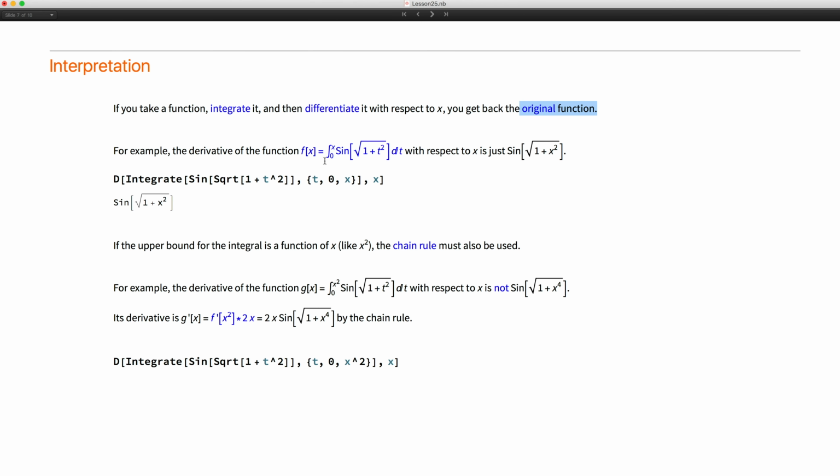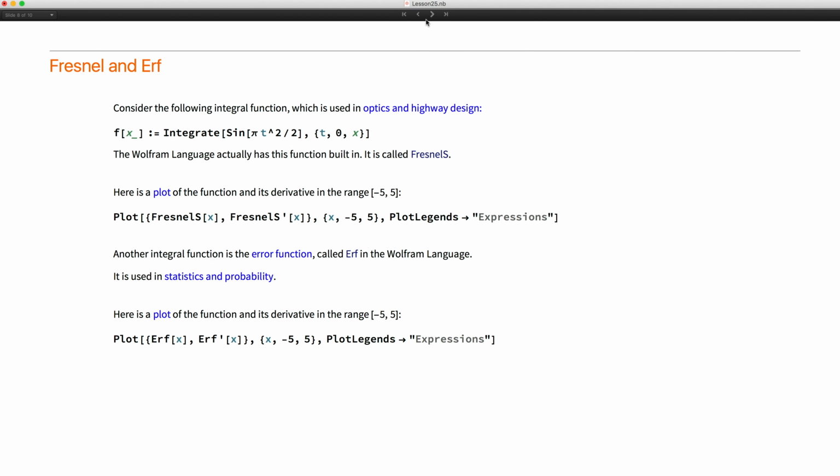Now, the problem is that the upper limit itself might depend on x in some complicated way. In that case, you must apply the chain rule. So let's say g of x is the integral from 0 to x squared of the same function. If you differentiate that with respect to x, you will need to account for the x squared, so you get back a factor of 2x over here. So let's check that, and you get back 2x times the sine of square root of 1 plus x raised to 4.